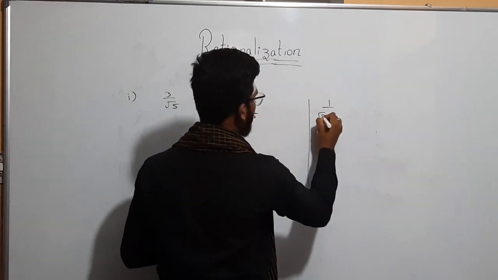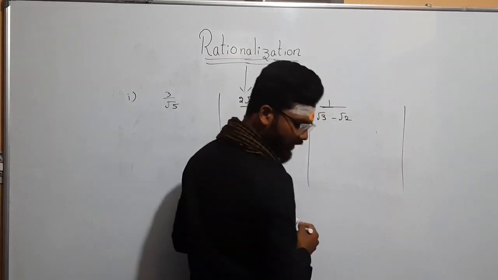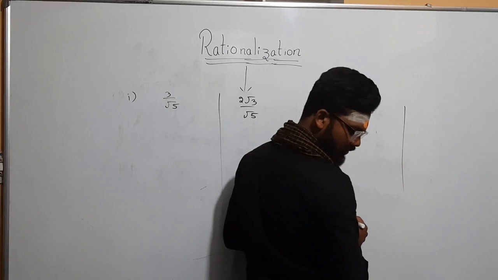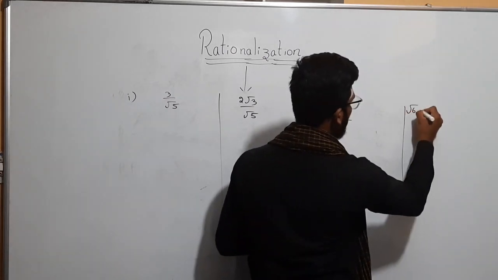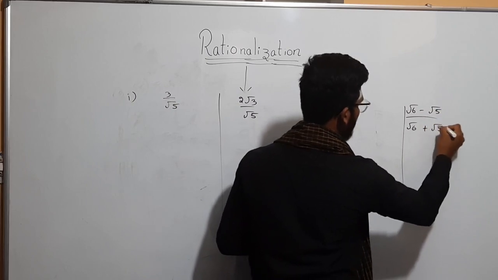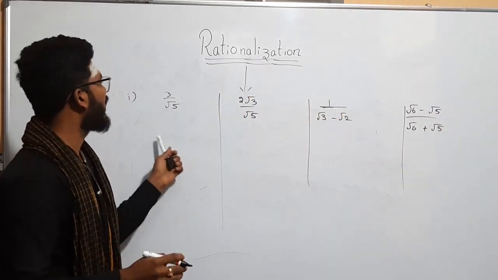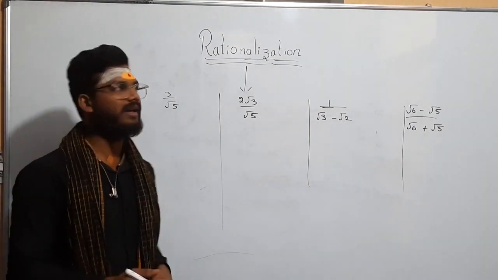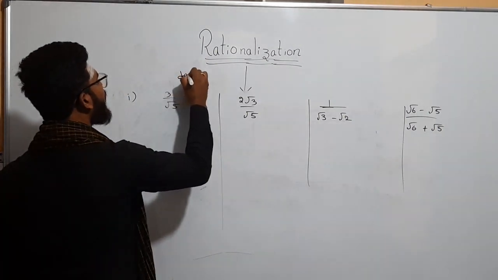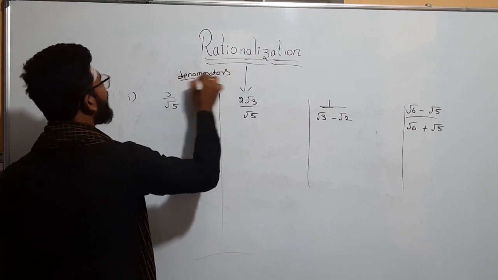1 by root 3 minus root 2, and in the same way root 6 minus root 5 by root 6 plus root 5. So if you see here, we are not supposed to rationalize everything. They are asking to rationalize the denominators. So we have to rationalize only denominators.